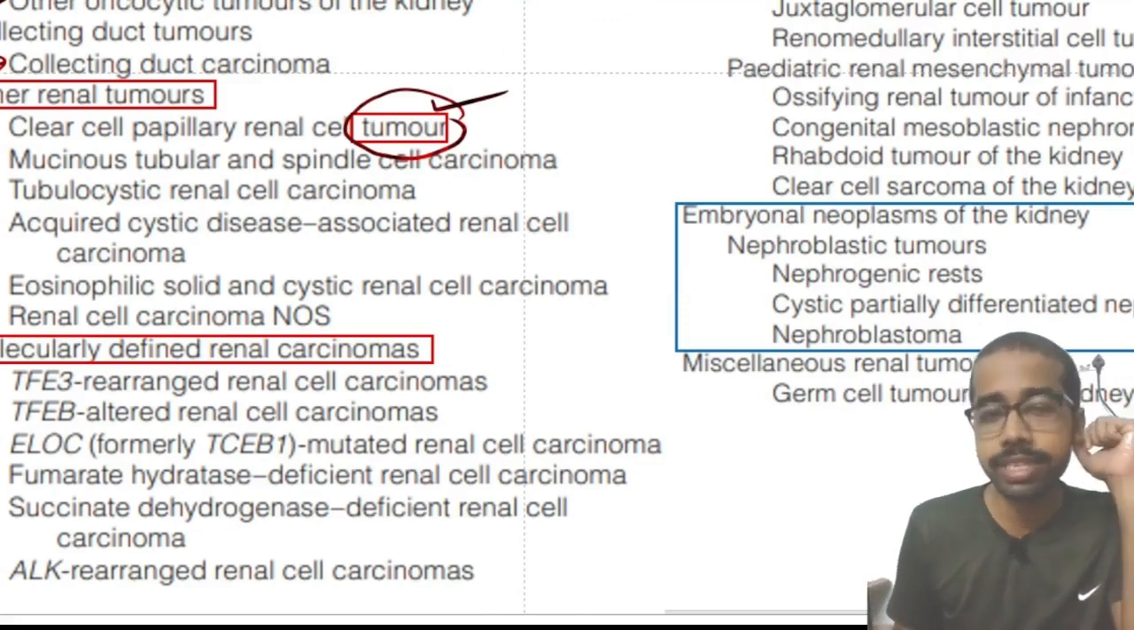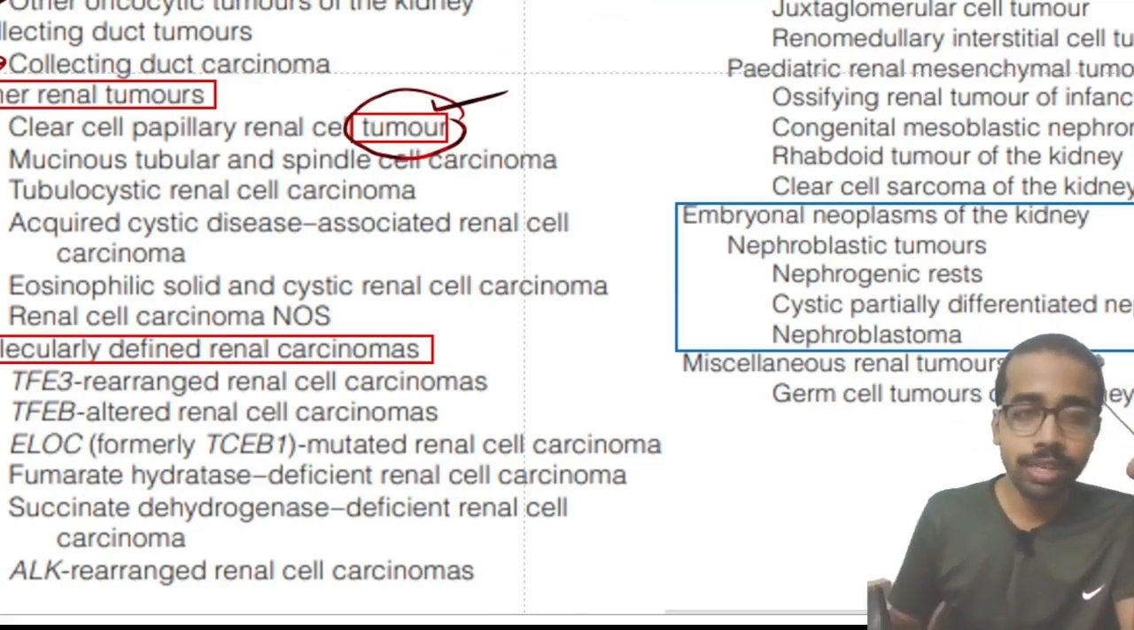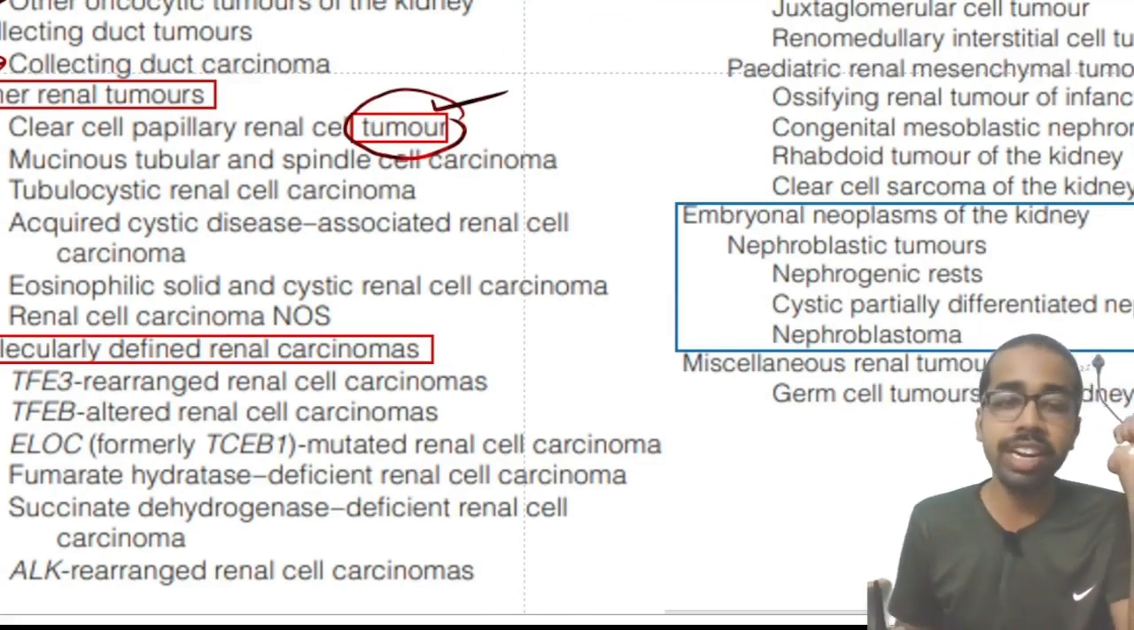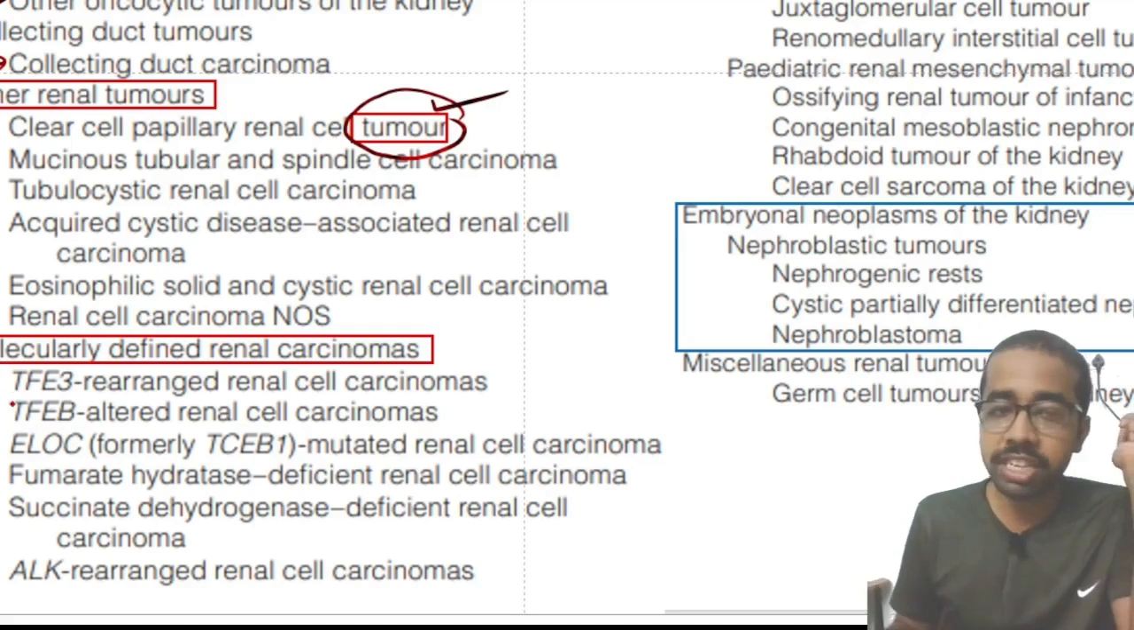Molecularly defined renal carcinomas, a separate group, which I will say is the highlight in the new WHO, the 2022 WHO classification, are the molecularly defined renal carcinomas, which include TFE3, TFEB. Previously they were under the same group, the MITF category, right? ELOC mutated, fumarate hydratase deficient RCC.